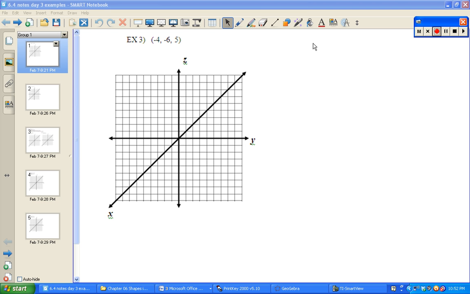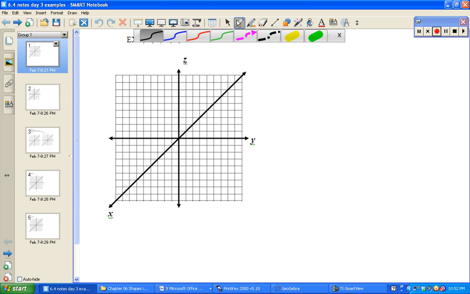Alright, let's look at a couple more examples from our notes packet from this week. We've already done example 3 here. We graphed it, but in case people didn't get it, let's just run over it one more time.